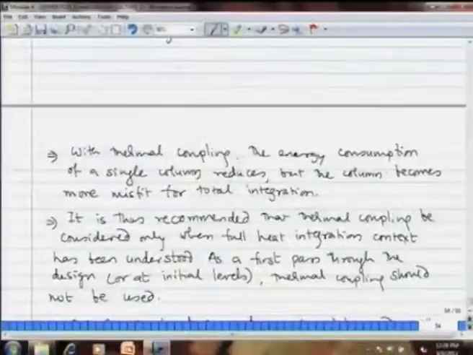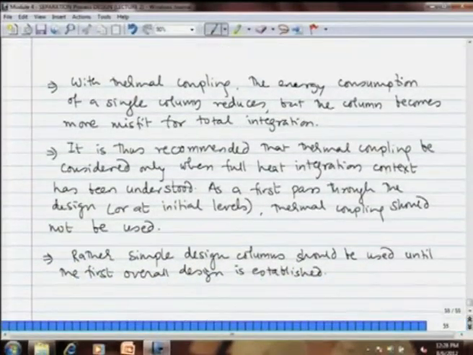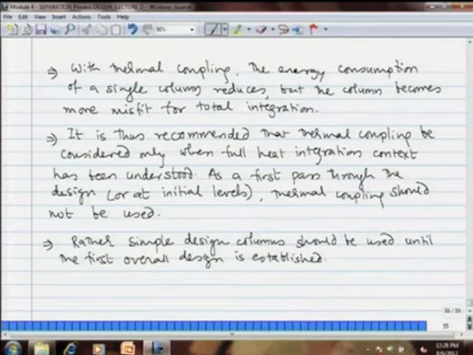So, let us say you have another process stream with sufficient surplus heat, which is at slightly higher temperature. Let us say you want to reduce the pressure of your column so that your reboiler can be coupled with that stream. No, that freedom is gone when you have a thermally coupled column. Therefore, it is often recommended that thermal coupling be considered only when full heat integration is done. So, consider thermal coupling only when you have the complete data and complete heat integration.